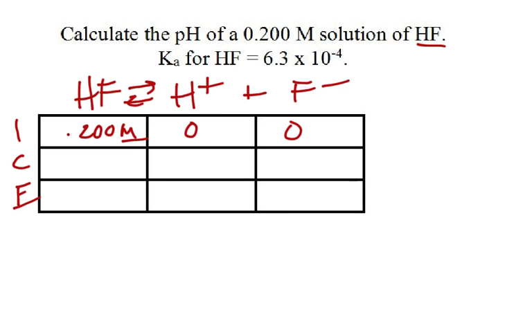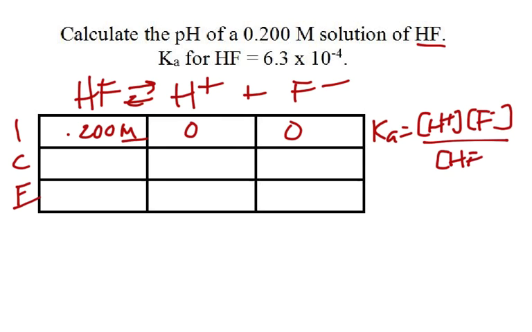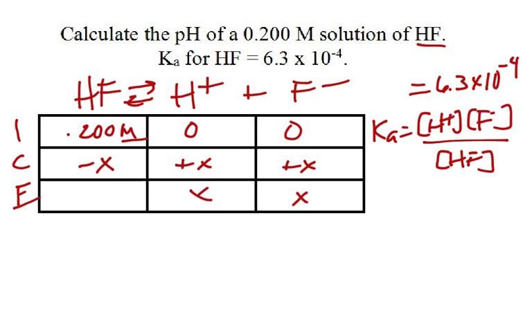And we are going to write our Ka expression, which will be the concentration of H plus times the concentration of F minus over the concentration of HF. And we have a value for that, and that is 6.3 times 10 to the negative 4. Now, we run out of numbers, so let's say X. HF breaks up, so we're going to form X of the H plus and F minus. So at equilibrium, these two values would be X, and this would be 0.200 minus X.